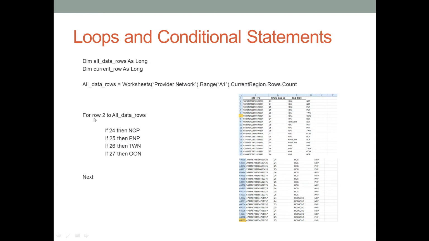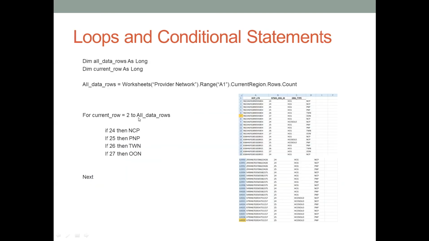I was being generic here when I put row 2. We have to be a little bit more formal about that. So I'm going to create another variable called current row as long. Notice it's a number. And then all I'm going to do is say, for current row equals 2 to all rows. And then this is going to make this loop work. This is the syntax for how to use a For Next loop.